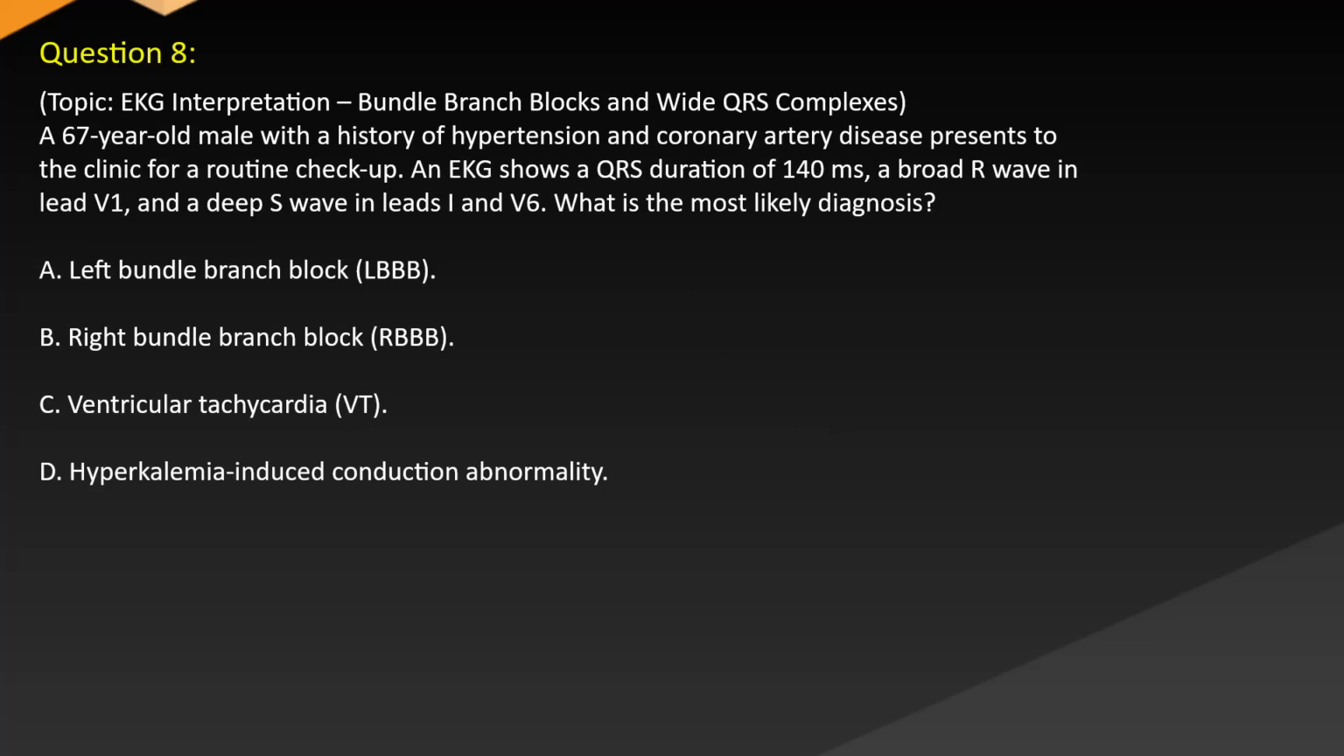Question 8. Topic: EKG interpretation. Bundle branch blocks and wide QRS complexes. A 67-year-old male with a history of hypertension and coronary artery disease presents to the clinic for a routine checkup. An EKG shows a QRS duration of 140 ms, a broad R wave in lead V1, and deep S waves in leads I and V6. What is the most likely diagnosis?